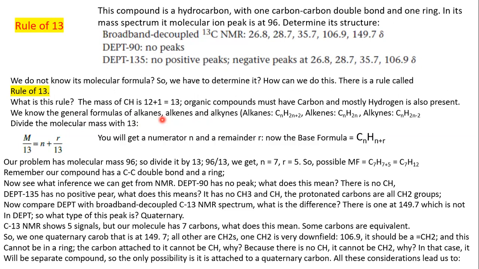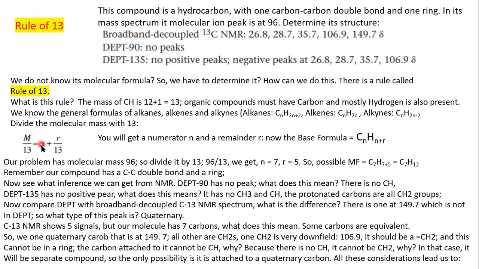Or, for example, in this particular compound, the molecular mass is 96. So what should we do? Just divide your molecular mass by 13. Okay, simple. Rule of 13 is simple. Divide your molecular mass by 13. And as a result, you will be having these things.